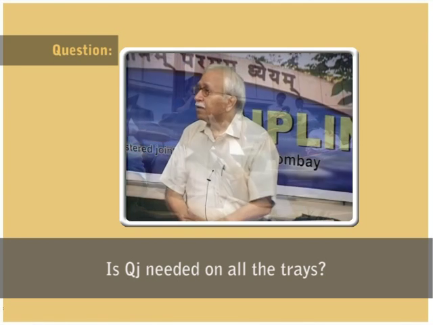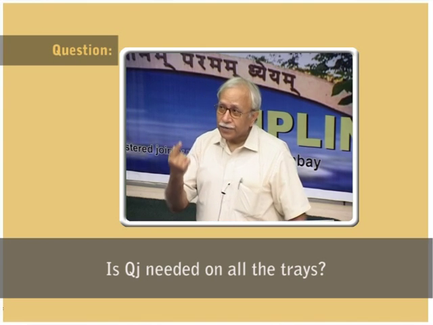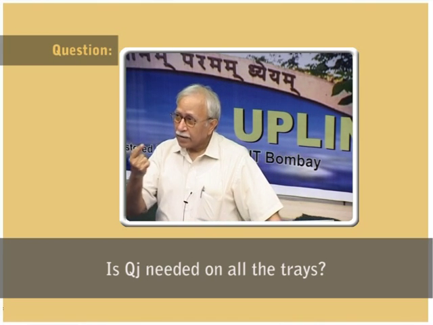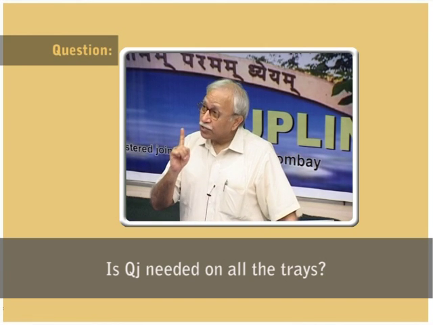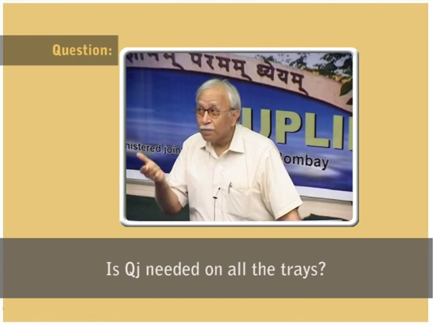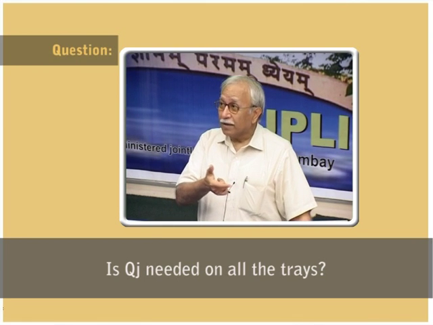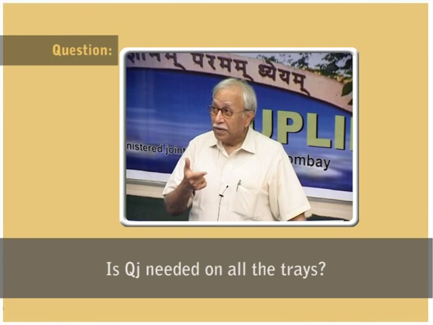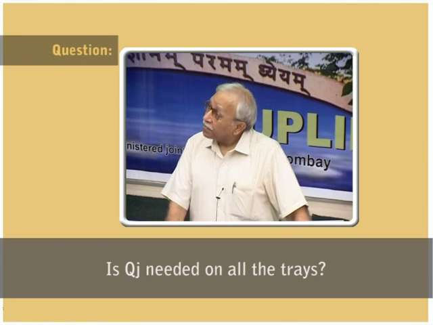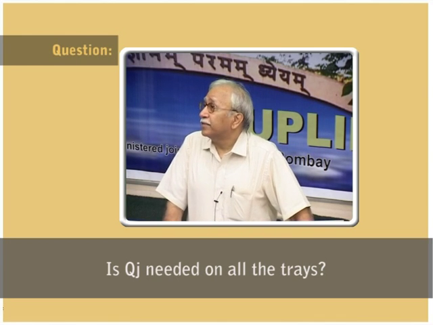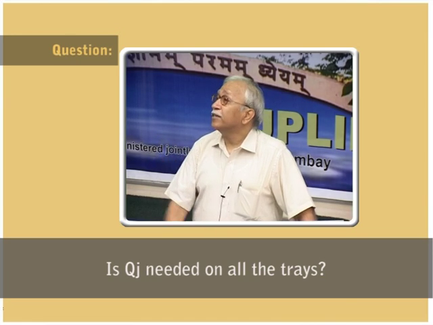In the conventional column only tray number 1 and tray number n will have heat transfer. But if I have a complex column, I had shown you some configurations of complex columns, I can have heat removal on other trays, I can have heat addition also on other trays. So I am making provision for heat transfer on every tray.